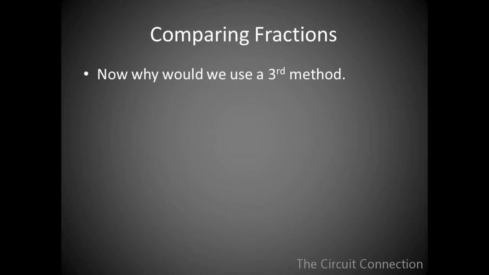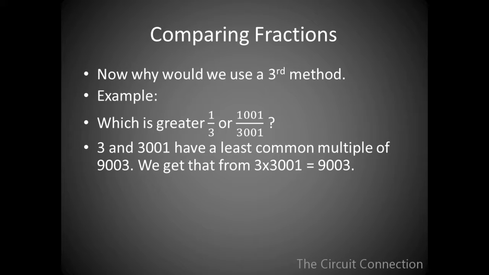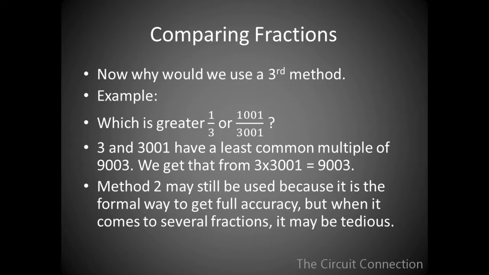Now why would we use a third method? Example, which is greater, 1 over 3 or 1001 over 3001? 3 and 3001 have a least common multiple of 9003. We get that from simply multiplying 3 times 3001 to give us 9,003. Method 2 may still be used because it is the formal way to get full accuracy, but when it comes to several fractions, it may be tedious.